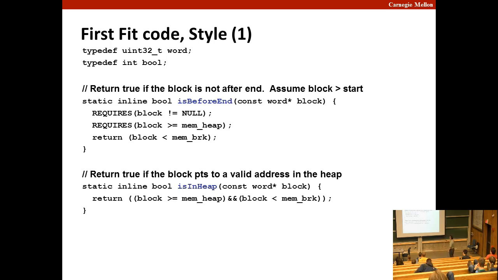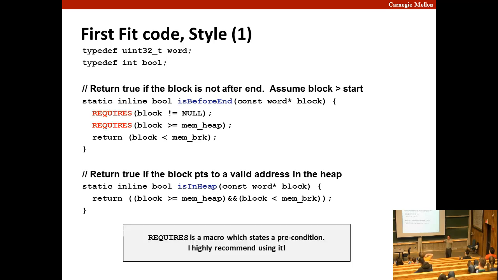Here's another function, isInHeap. Is it less than the breakpoint, and is it greater than where the heap begins? This lets us now exclude, for example, the text area where the code is. It forces us to start at the beginning of the heap and stay less than where the heap ends.